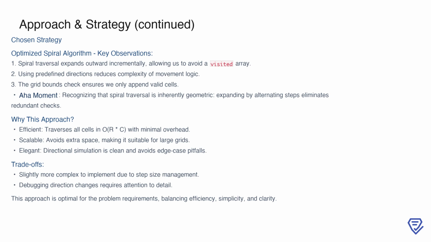A crucial realization here is that spiral traversal follows a geometric pattern, and alternating step sizes allow us to navigate this pattern effectively while avoiding redundant checks. This approach is efficient, traversing all cells in rows * cols time, and it avoids extra space usage, making it highly scalable for larger grids. While managing step sizes and direction changes adds a bit of complexity to the implementation, the trade-off is worth it for the cleaner and more efficient solution. This strategy balances performance, simplicity, and robustness, making it the optimal choice for Spiral Matrix 3.